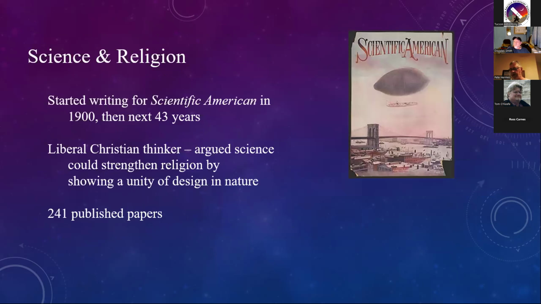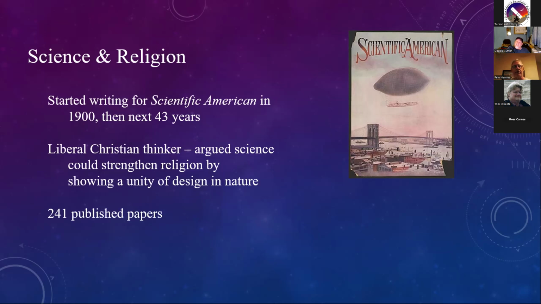Science and religion. I mentioned he was a very religious individual, a devout person. A couple of things as we move through his career. He started writing for Scientific American in 1900, a long time ago, and he did so for 43 years. Scientific American was first published in the middle part of the 19th century, and of course it's still around today. Initially, he had a very short column, but his contributions over the years became more detailed and more complex.